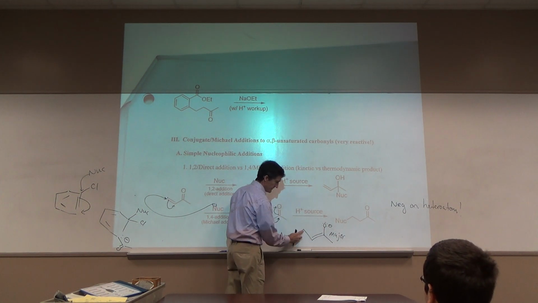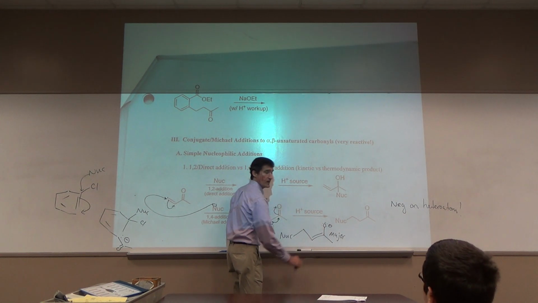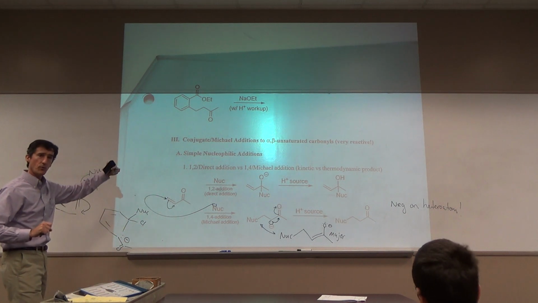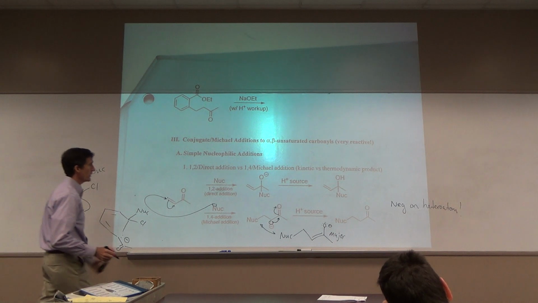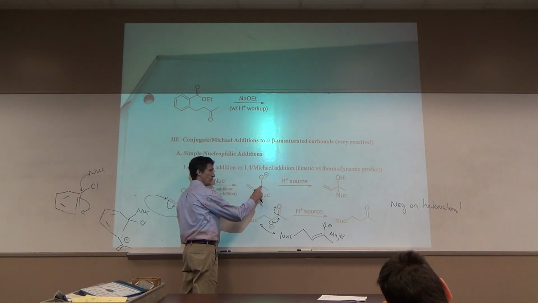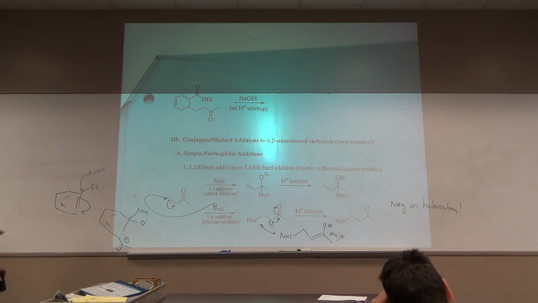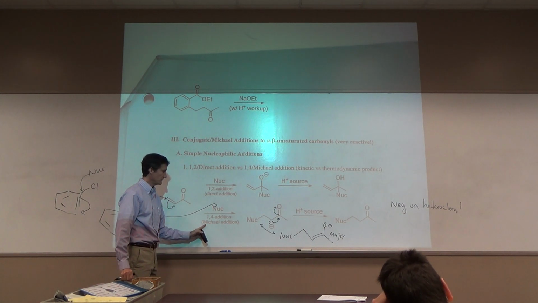Predominantly on the oxygen. And if that's 1, that's 2, that's 3, and that's 4. It's called a 1-4 addition. So the nucleophile added at 1, the electrons largely ended up at 4. Where here, the nucleophile added at 1, and the electrons largely ended up at 2. 1-2 versus 1-4 addition. This is also called a Michael addition, after a chemist.